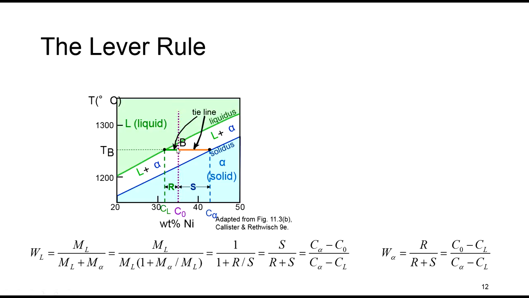Also bear in mind that the tie line that we have here is actually connecting the phases in equilibrium with each other. Also sometimes this tie line is called an isotherm, because it's happening at the same temperature.